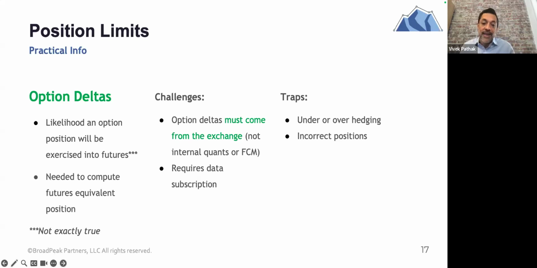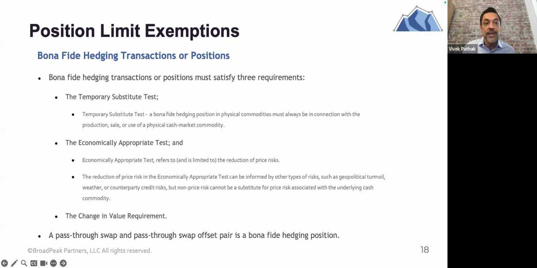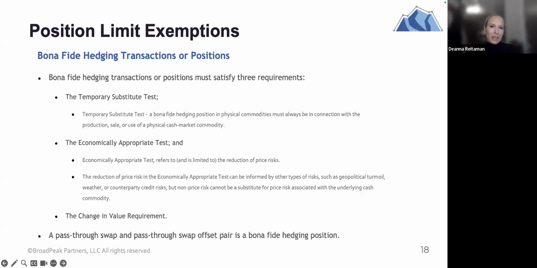Enough about deltas. So we talked about aggregation. We talked about positions, when they come into effect. Let's talk a little bit about exceptions to the process. You're probably all thinking, wow, this really is complicated, and it is, but you can understand why it's important. So do I have an exemption? There's exemptions for bona fide hedging, which we're going to talk about today. There's also exemptions for spreads, but we don't have time to talk about those today. And there's also an exemption called the conditional limit exemption, but it's only in natural gas. We're also not going to talk about that today. But if you have questions about it, you can just send me an email.